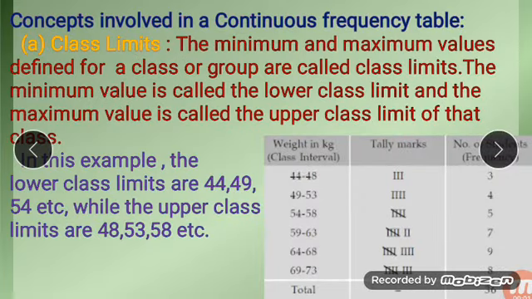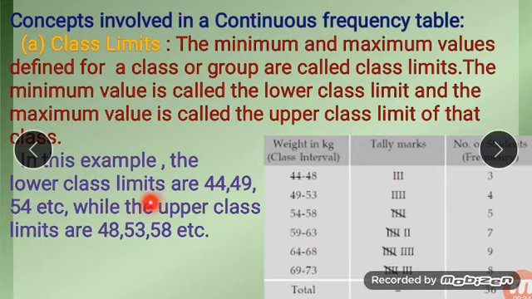And let's have some more explanation of the topic here. As we discussed about continuous frequency distribution, here are some concepts involved in a continuous frequency table. The first one here is class limits. The minimum and maximum values defined for a class or group are called class limits. The minimum value is called the lower class limit, and the maximum value is called the upper class limit of that class. Let's better understand this with the help of an example here.